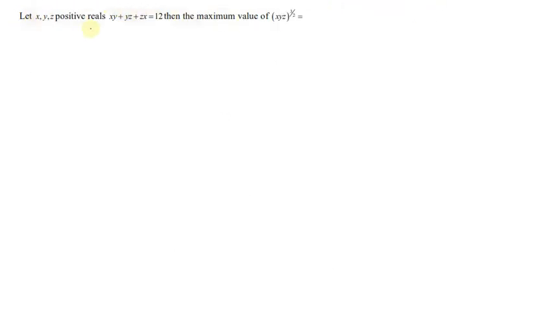XYZ are positive real numbers. XY plus YZ plus ZX is equals to 12. Then find the maximum value of XYZ whole power 3 by 2. Sum is given and we have to make a relation of product. So obviously you have to apply arithmetic mean is greater than or equals to geometric mean. So let me apply this.